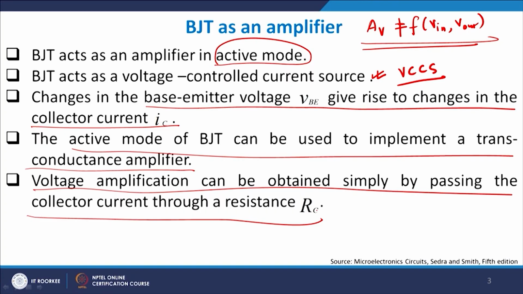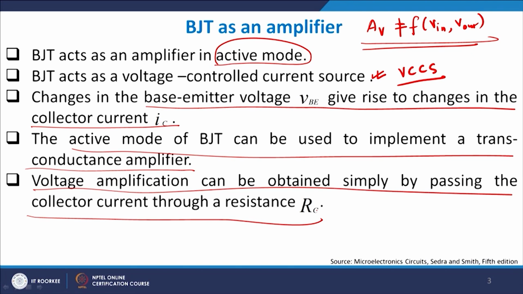Changes in the value of VBE will give rise to a change in the value of IC. The third thing is that it is also referred to as a transconductance amplifier, because the input is a voltage and the output is a current, and the amplification can be thought of as the output current passing through the resistance RC. The voltage drop across that resistance is my output voltage, and the division of output voltage by input voltage is referred to as the voltage gain.